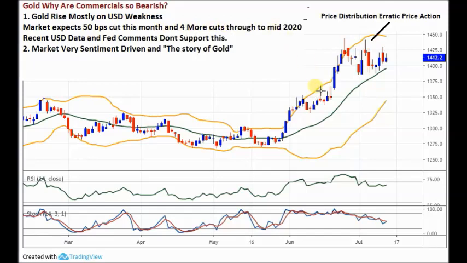The data is relatively good. There's no need for the Fed to do big rate cuts. They haven't indicated they're going to do that. The market has decided that. Speculators have piled into long gold positions because obviously a weak dollar means stronger gold.